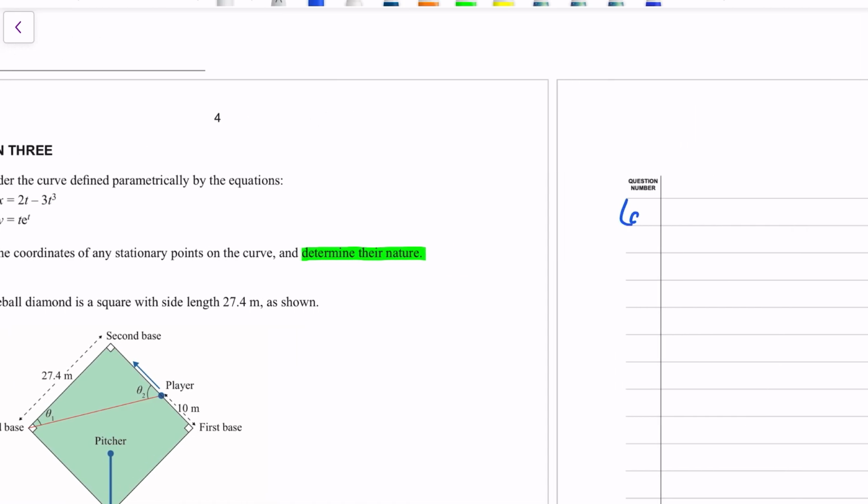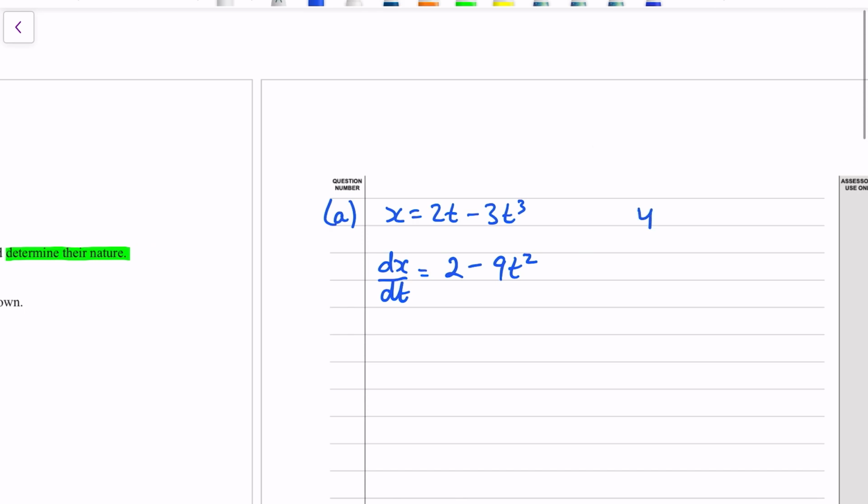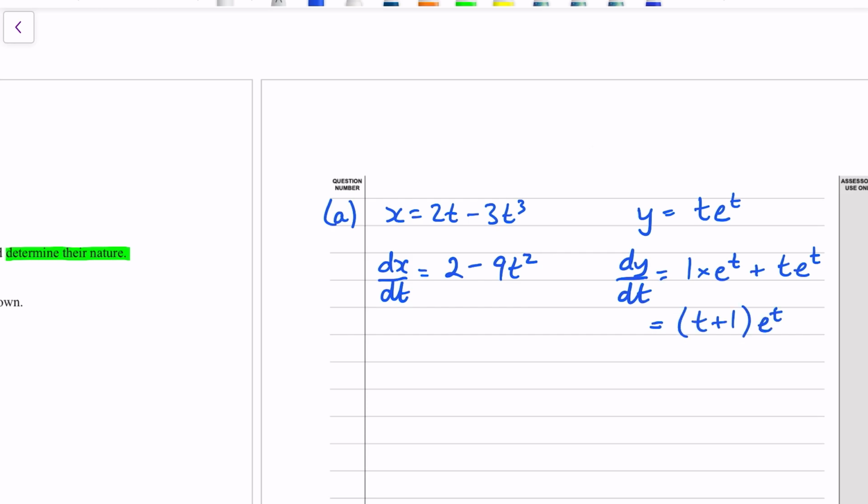So we've got x is equal to 2t minus 3t cubed, in which we can find dx/dt. Derivative of that with respect to t is 2 minus 9t squared. Our y expression is t e to the t. To differentiate this, we need the product rule. dy/dt is equal to the derivative of t multiplied by e to the t, so it's 1 times e to the t, and then the derivative of e to the t times t, which is just t e to the t. And we can factor that as t plus 1, all multiplied by e to the t.